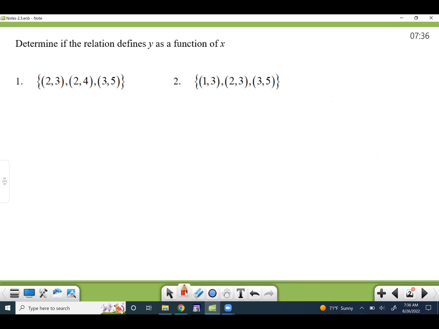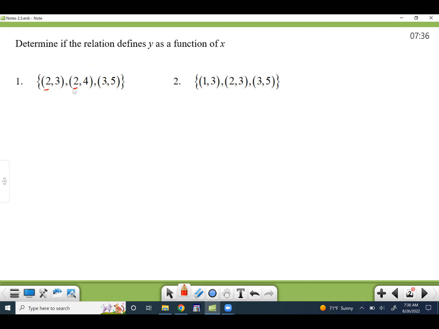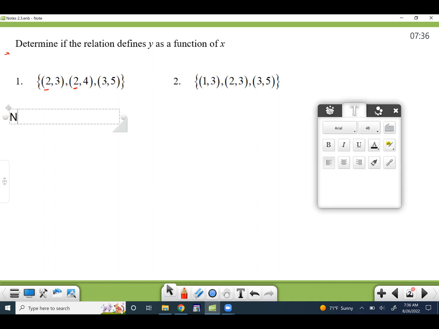Determine if the relation defines y as a function of x. Well, we can already see a problem. 2 is paired with 3, and 2 is paired with 4. So that means that this is not a function, since 2 is paired with 2 different y values.